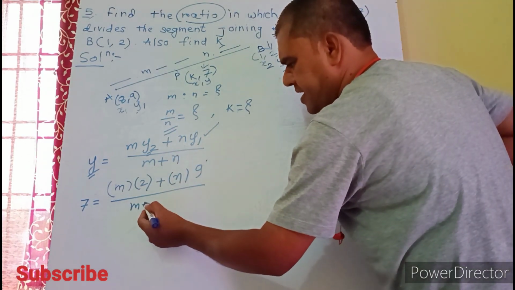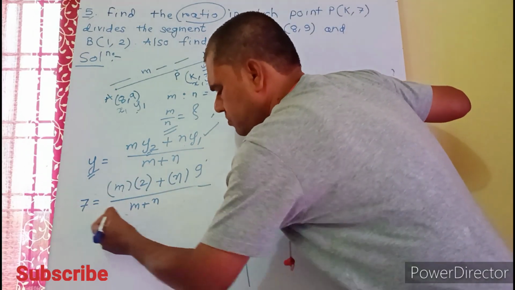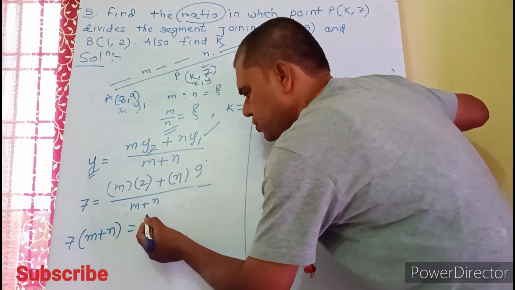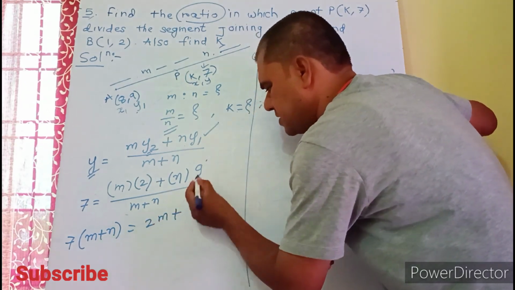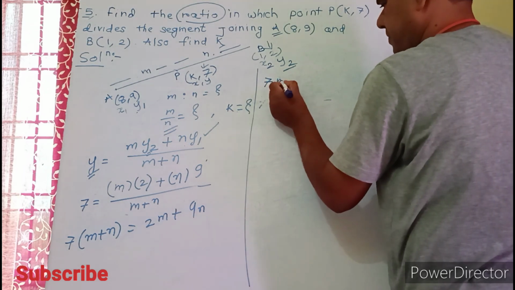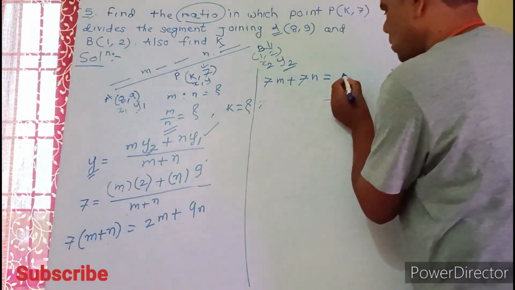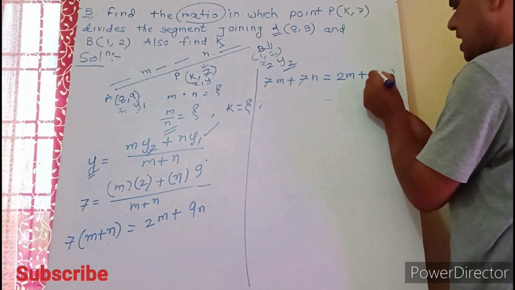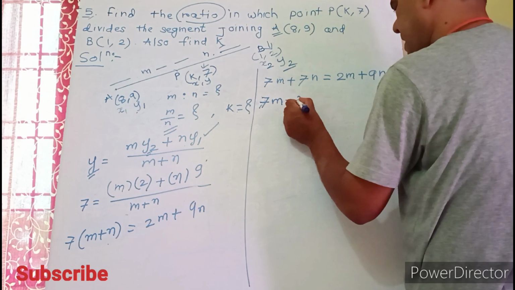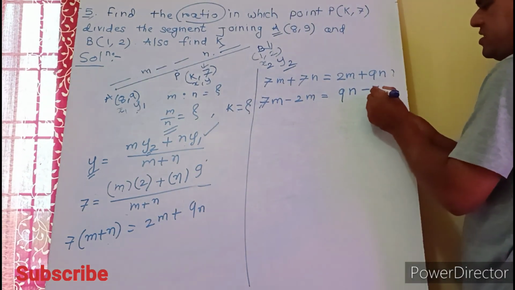Therefore m plus n as it is. Now on multiplying 7 into m plus n, it will be equal to twice of m plus 9n. Now 7 into m, 7m, plus 7 into n, 7n, equals 2m plus 9n. Now this 7m as it is minus 2m as it is equals 9n as it is minus 7n.